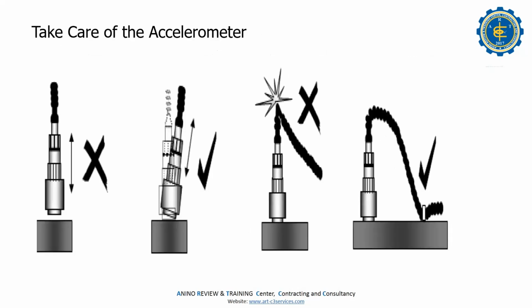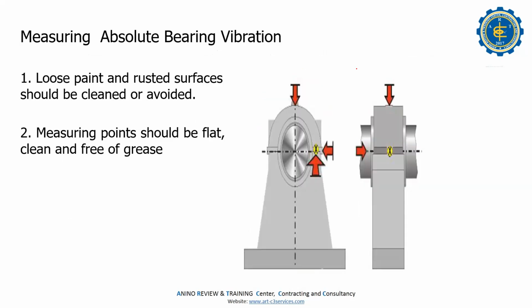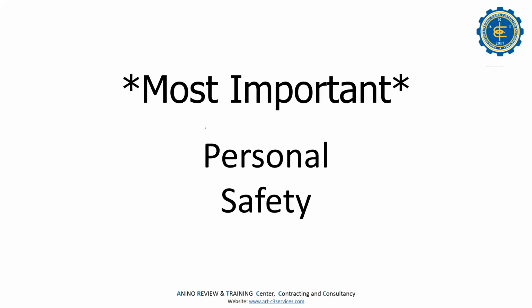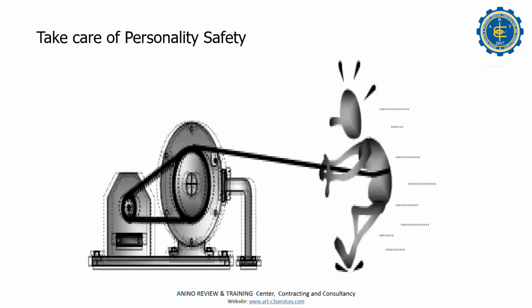So take you with accelerometers. Now you did not use this one because you are wireless, right? No need for this one. So, measuring absolute bearing vibration: surfaces that are rusted should be cleaned and avoided. Measuring points should be flat, clean and free of grease. So most important is the personal safety.